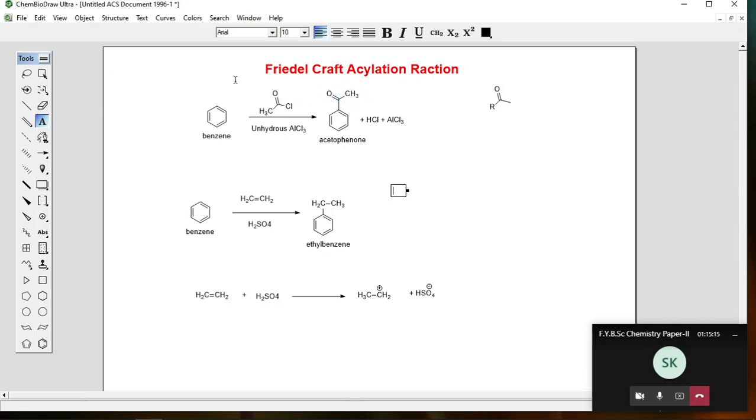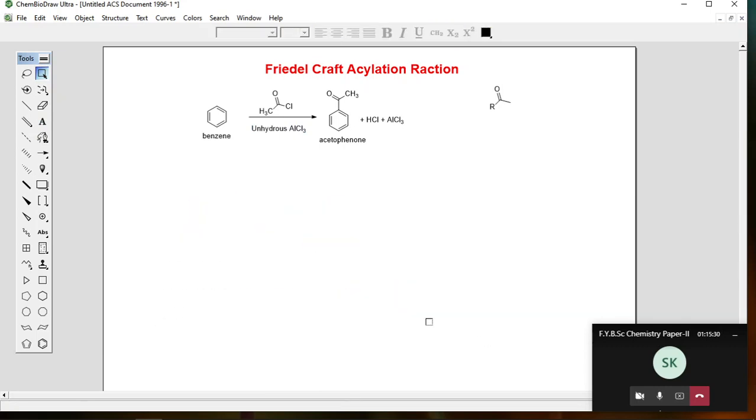So while writing the product, you just have to replace this Cl by this ring. So this is called the Friedel-Crafts acylation reaction. Now let's see its reaction mechanism. This acylation reaction also takes place in three steps. The first step is formation of the electrophile.